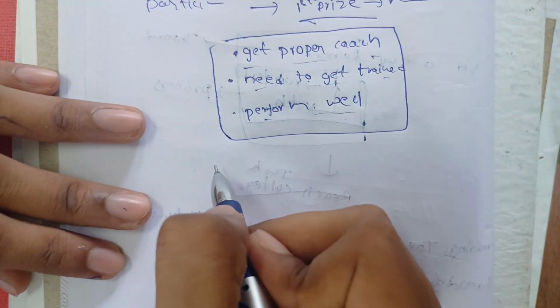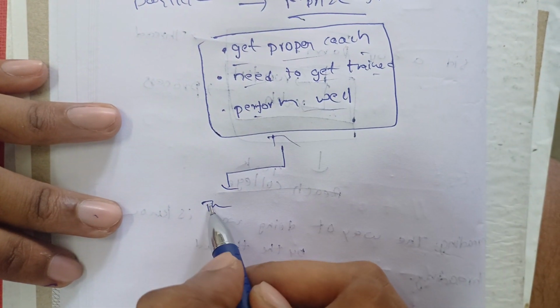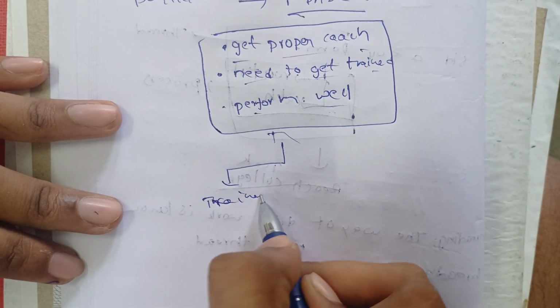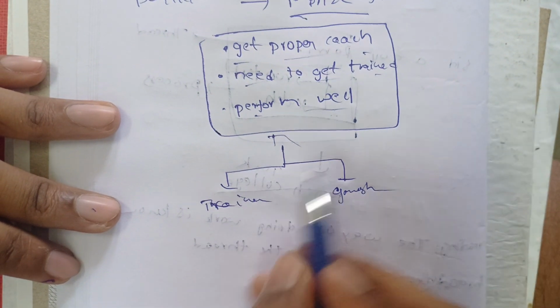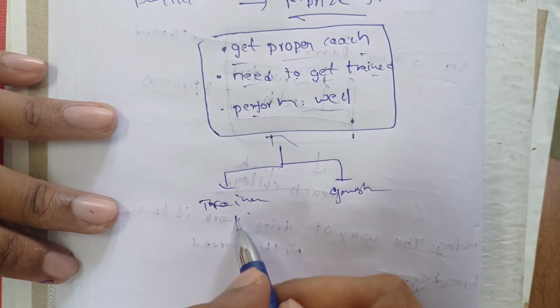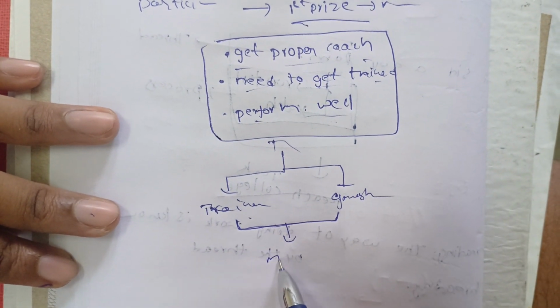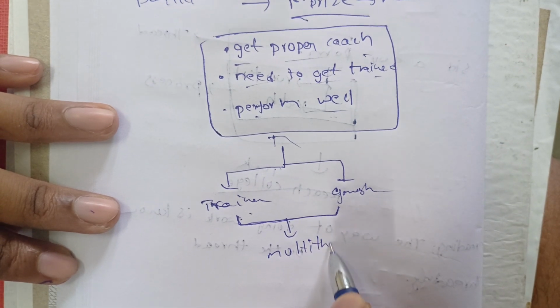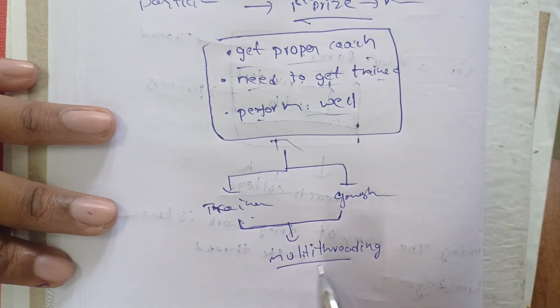Okay, for this we use two threads. One is the trainer and another is Ganesh himself. So here we are trying to perform with the help of two threads, which means it is also a process of multi-threading. Hope all of you understand what is meant by multi-threading.